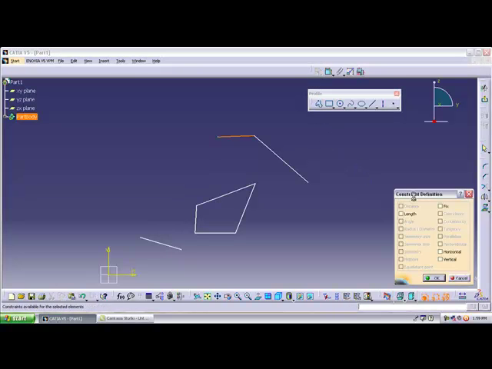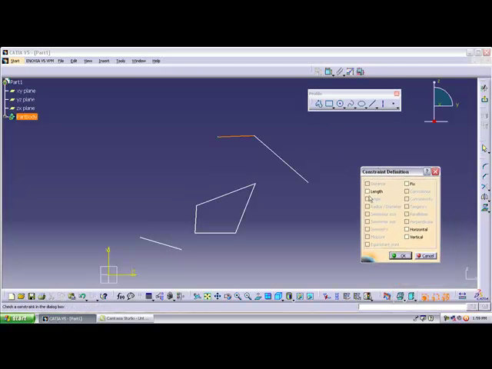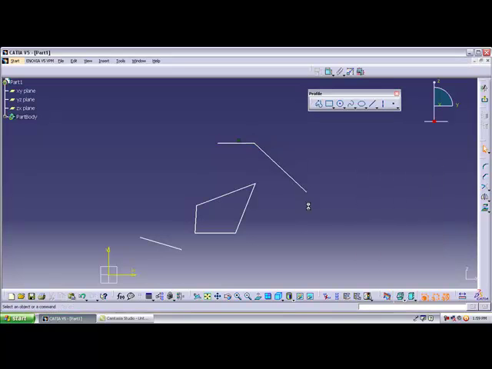Then you will get a submenu. What constraints do you want to apply for this one? So I want to apply the constraint as horizontal, meaning the line should be horizontal, and click on horizontal. Okay, let's see. Here you will get a name of H. H is nothing but the line is right now fixed to horizontal.